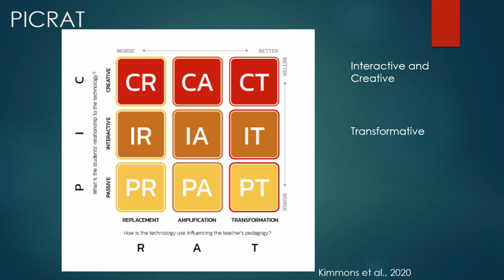A brief PICRAT analysis reveals that the Ozobot is in the top right corner of the PICRAT matrix, meaning it is at optimum effectiveness for the student's relationship with the technology and also the teacher's pedagogy. The student interacts with the Ozobot by analysing its actions and thinking about what the coloured dot inputs mean when the bot travels over them.